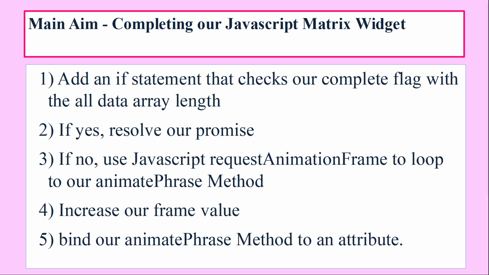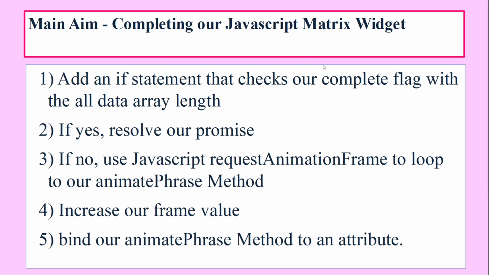Okay, so what we're going to be doing today is creating our final if statement to check if the phrases have been completely transferred. If that is yes, then we're going to resolve our promise. Remember, in the last video we created our promise and we bound that promise to an attribute. That means that we can call that attribute anywhere in the program, and once that attribute is called, it means that our promise has been resolved.